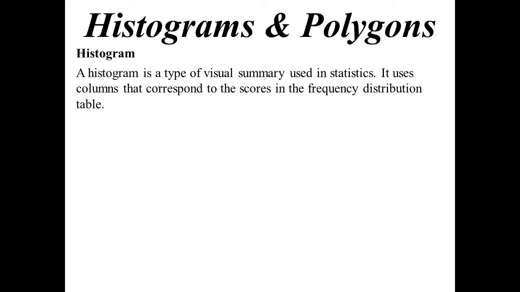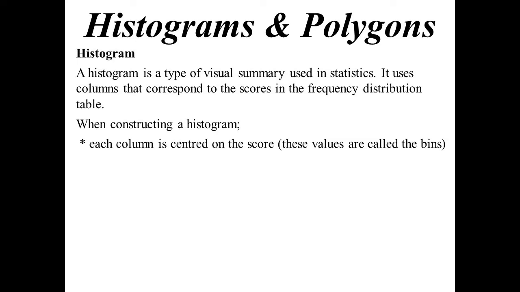Let's just talk about the visual representation of histograms and polygons. A histogram, you'll remember, is like the column graph when we're doing it in stats. Some things to keep in mind when you're drawing a histogram: the column is centered on the actual score. Those values are sometimes called the bins. With this column graph, you don't put gaps between the columns, they all join up.